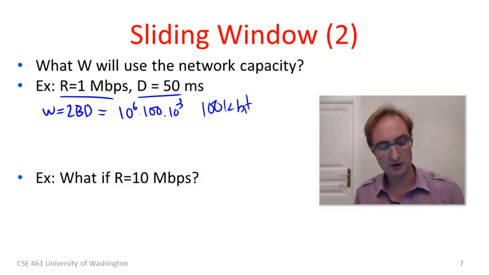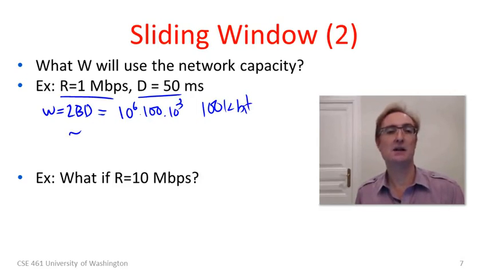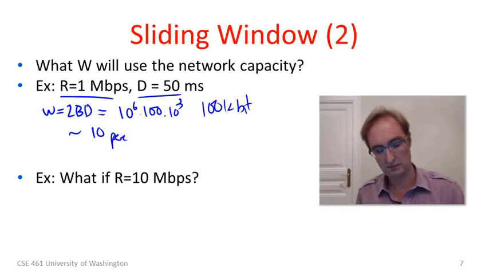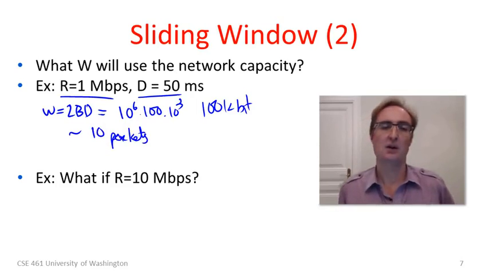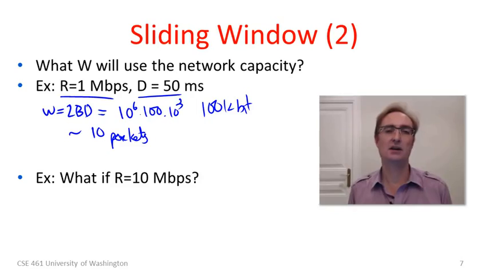Now expressed in packets, if a packet is about 10 kilobit, that's 1250 bytes. This is about 10 packets. So to use the path fully, we needed to have a sliding window size W of about 10 packets rather than the one packet in stop and wait. And this is what you might imagine, since we worked out before, we're only getting to utilize about 10% of its bandwidth. So we were off by a factor of 10.